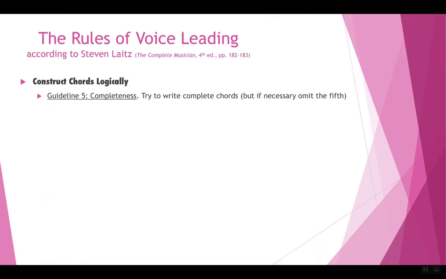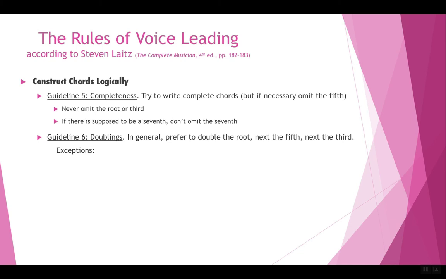Construct chords logically. Guideline five, completeness. Try to write complete chords, but if you've got to omit a note, omit the fifth. Never omit the root or the third. And if there's supposed to be a seventh, for instance, if you're writing figured bass and the figure says 7-5-3, or just 7, which means 7-5-3, then you can't omit the seventh. That means you'd have to put it in there.